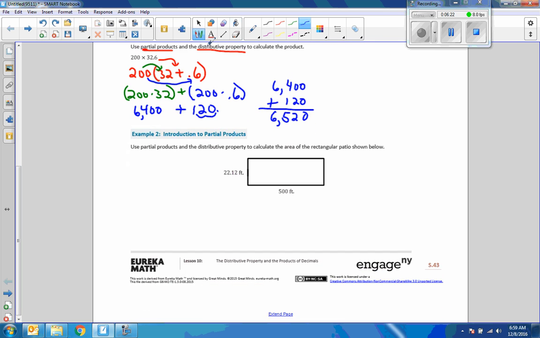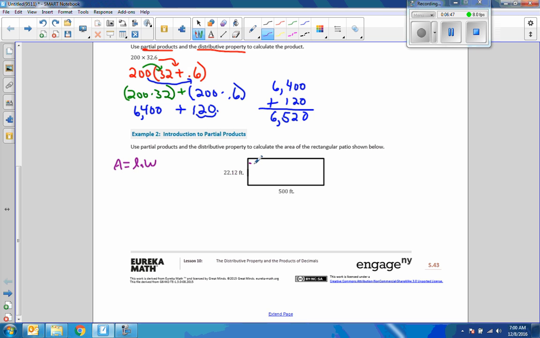Example 2. Use partial products and the distributive property to calculate the area of the rectangular patio shown below. Also keep in mind that the area of a rectangle is area equals length times width. Okay, length times width. Well, we have 500 feet this direction. The length is 500 feet, and the width is 22.12 feet.